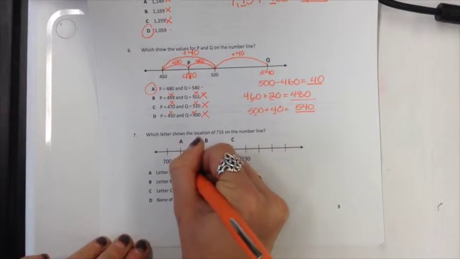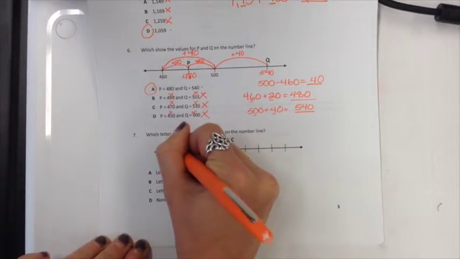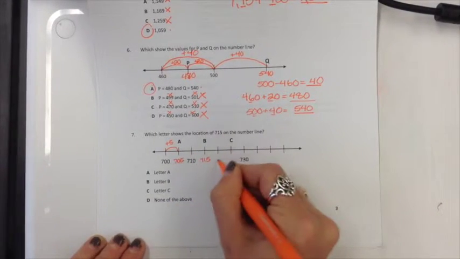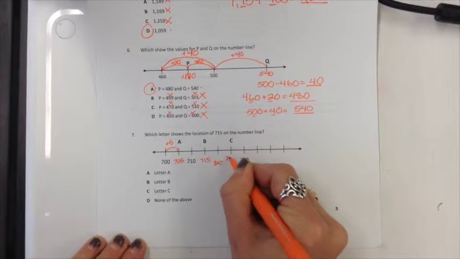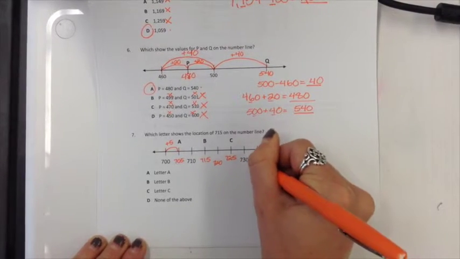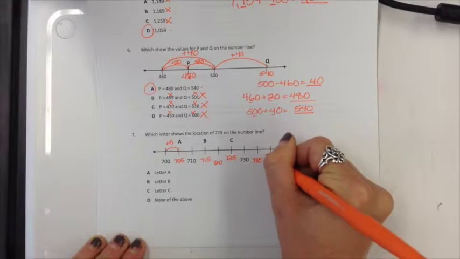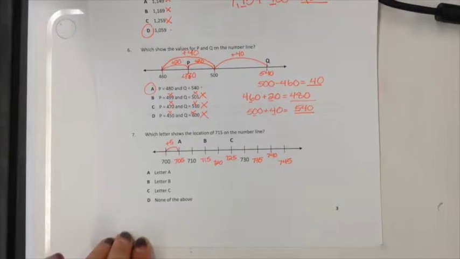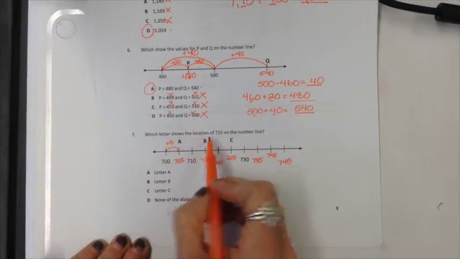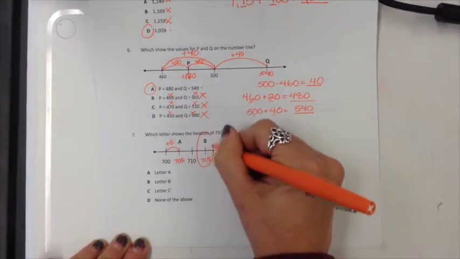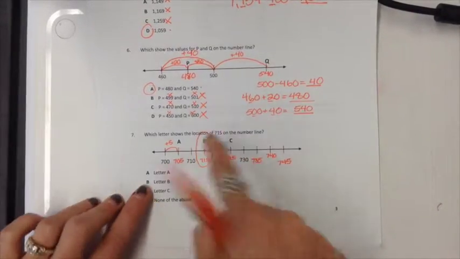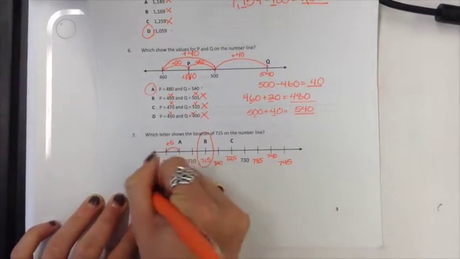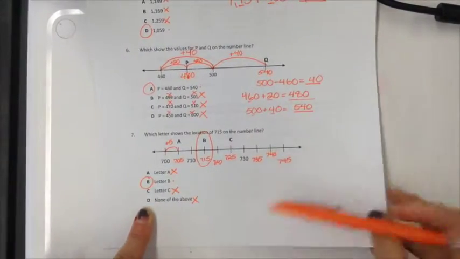So my interval is plus 5 each time. So skip counting by fives. 710, 715, 720, 725, 730, 735, 740, 745. Get in the practice of labeling every point on the line. The question asks for the location of 715. So finding 715, letter B, not A, not C, and since we do have an answer, it's not none of the above.